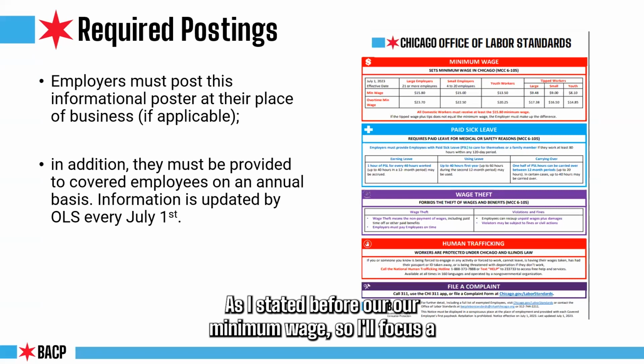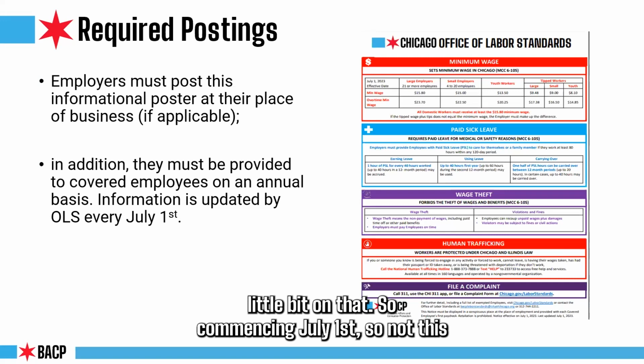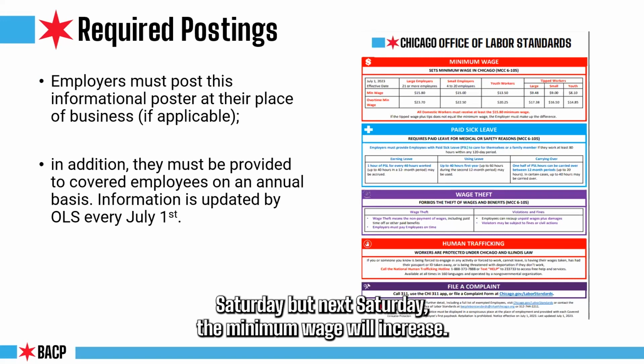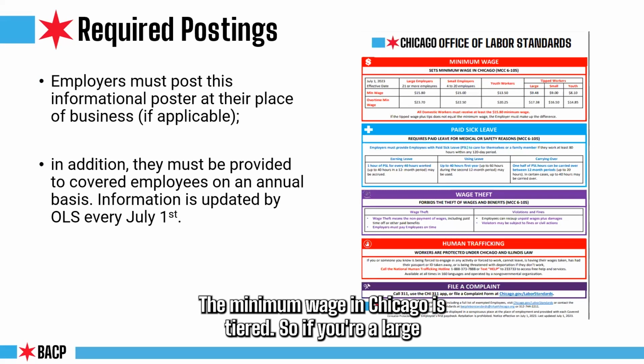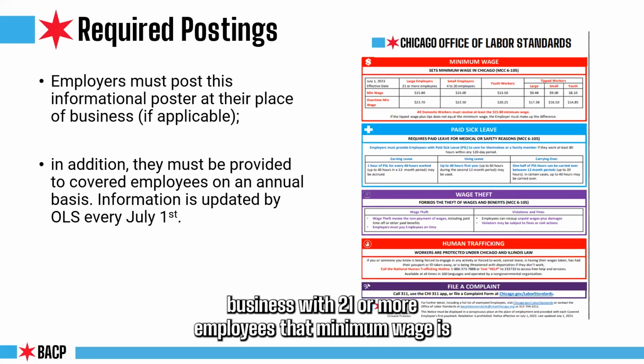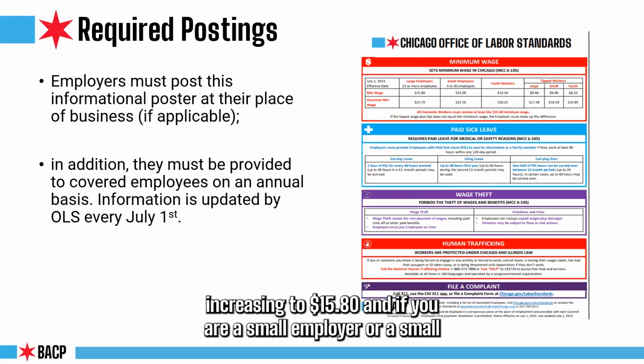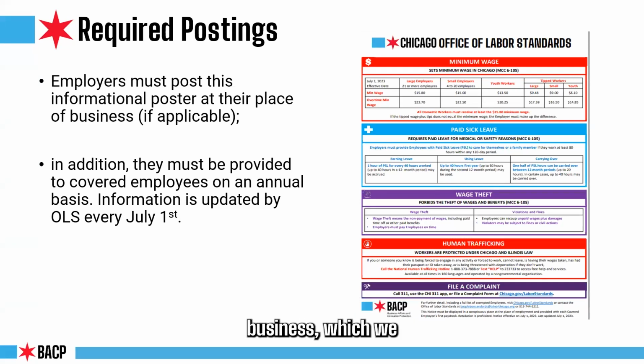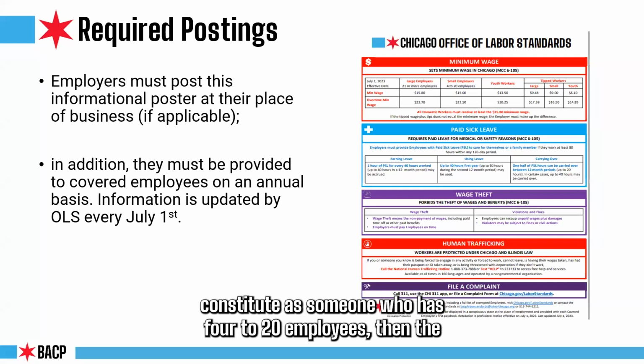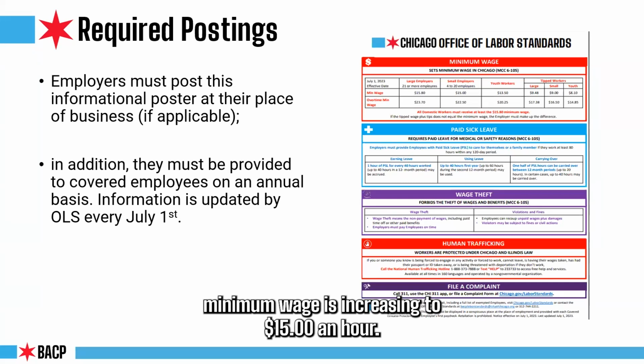As I stated before, our minimum wage, so I'll focus a little bit on that. So commencing July 1st, so not this Saturday, but next Saturday, the minimum wage will increase. The minimum wage in Chicago is tiered. So if you're a large business with 21 or more employees, that minimum wage is increasing to $15.80. And if you are a small employer or a small business, which we constitute as someone who has 4 to 20 employees, then the minimum wage is increasing to $15 an hour.